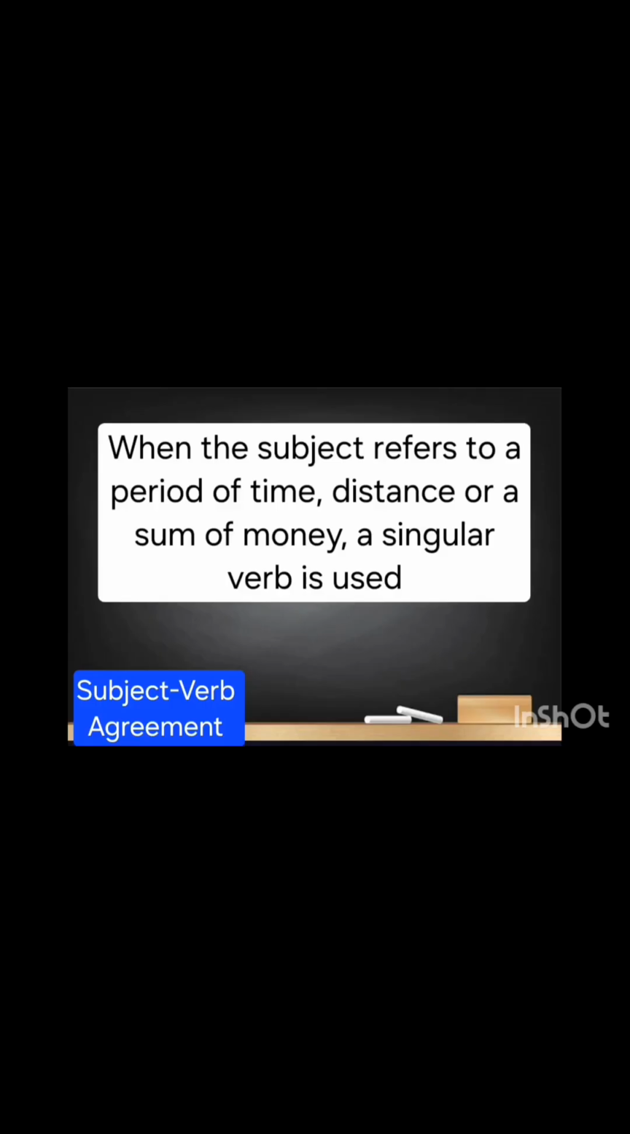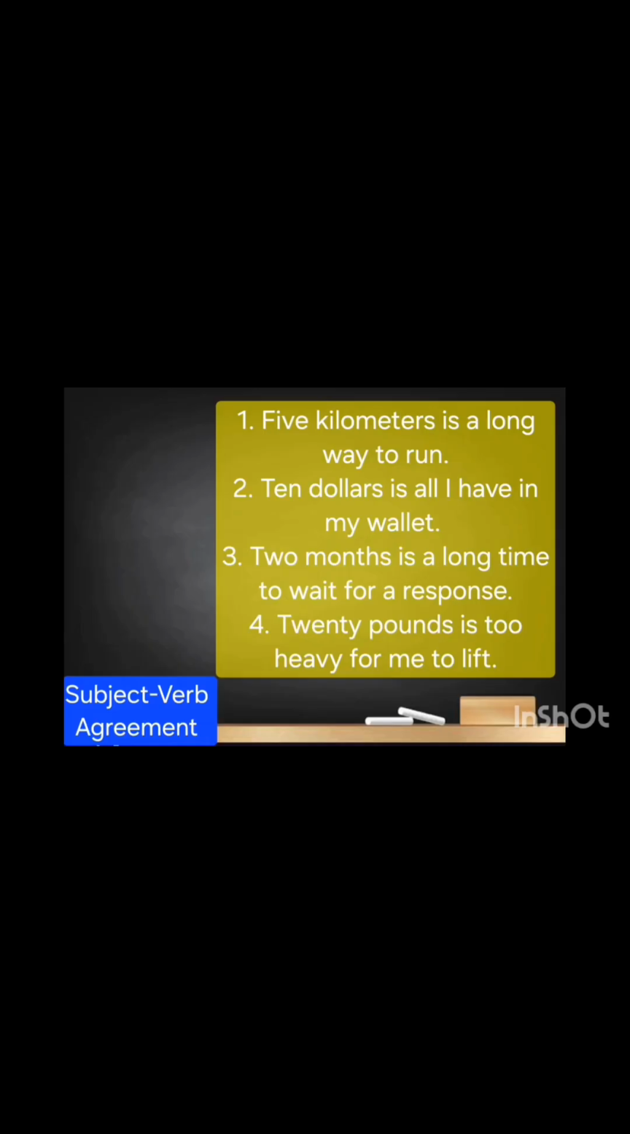The next rule is that when the subject refers to a period of time, say 5 years, 10 years, distance, for instance, a kilometer, 10 kilometers, 100 kilometers, or say a sum of money, for instance, 1 rupee, 10 rupees, $10. So, a singular verb is always used along with such a subject. So do keep in mind this very important rule in subject-verb agreement.